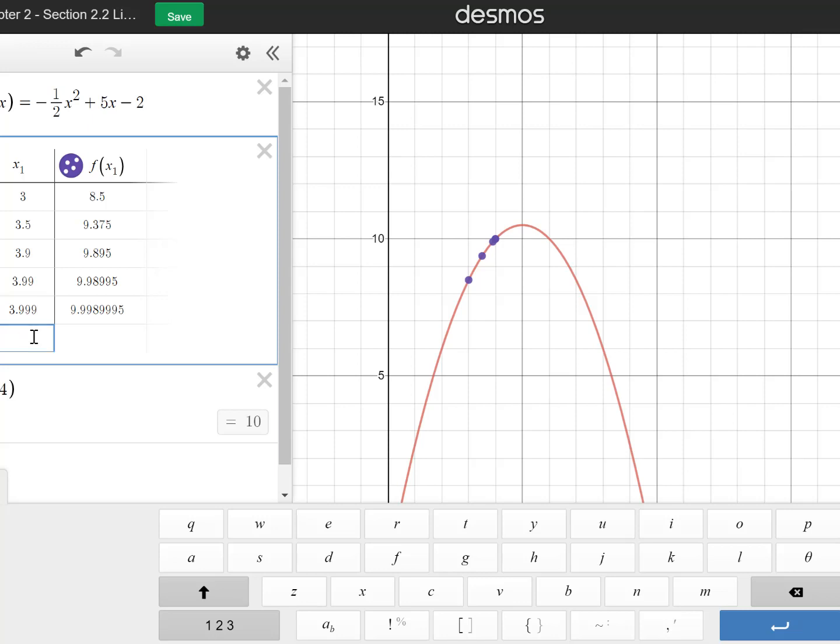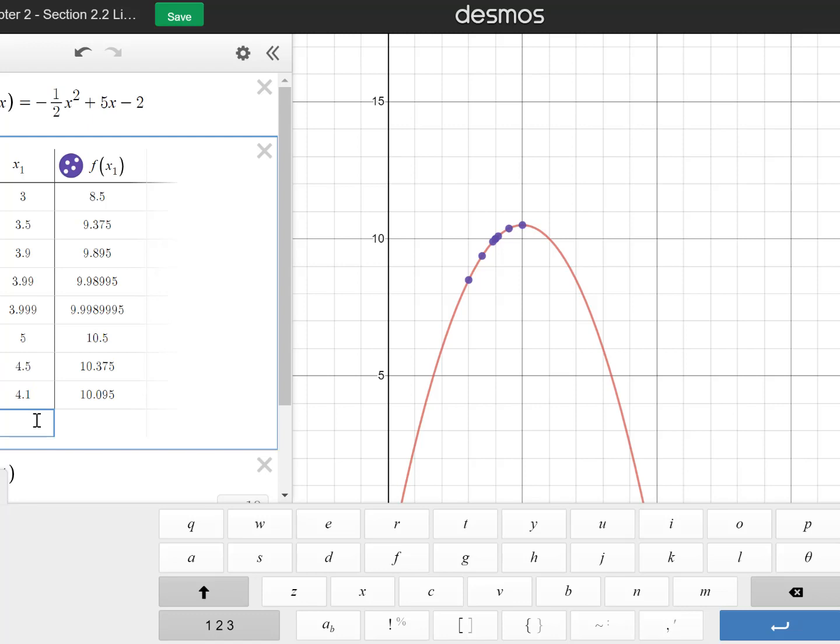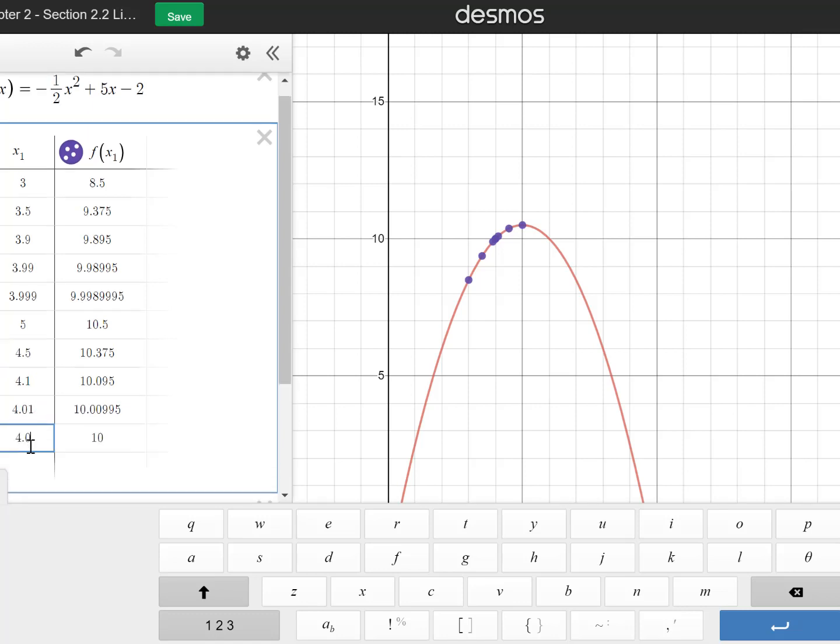And so then we have to go from the other direction as well. If we think about 4, we're coming from the right side of 4 now. So maybe starting at 5, we got 10.5, and then maybe we try 4.5, get closer to 4, and then 4.1, continue to get closer and closer to 4, 4.01, and maybe 4.001. Okay, and we can see with each of these, just like coming from the left side of 4, these values are all approaching 10.